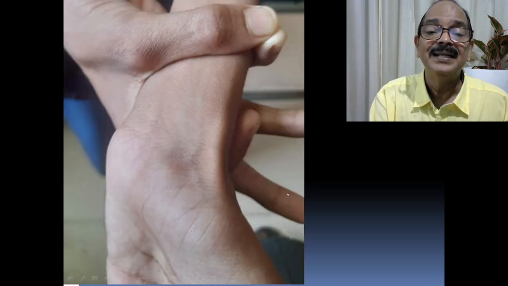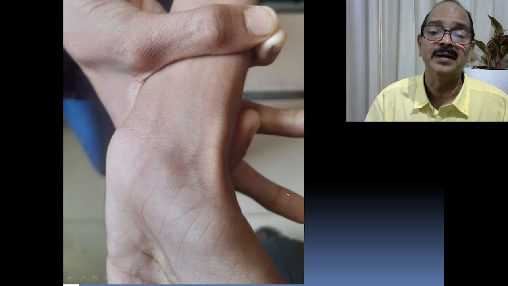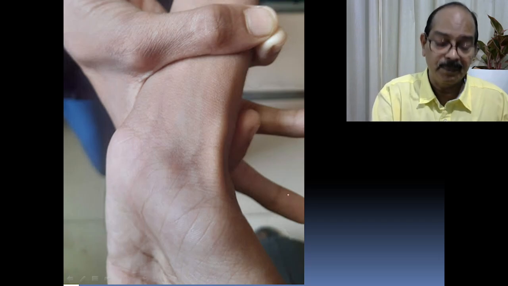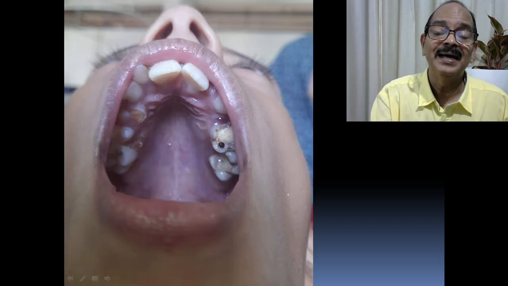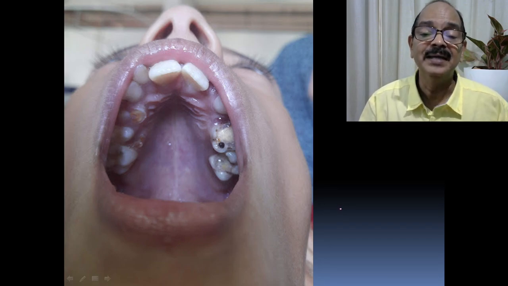That is one of the very important signs, because there is a scoring system giving points for all these things. This is the wrist sign. You should be holding with the little finger. See, a normal person cannot hold. This is a positive wrist sign. And this is the simplest of the things. You look at the palate, it's a high arch palate.